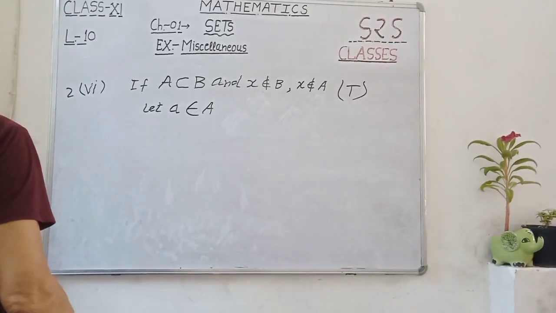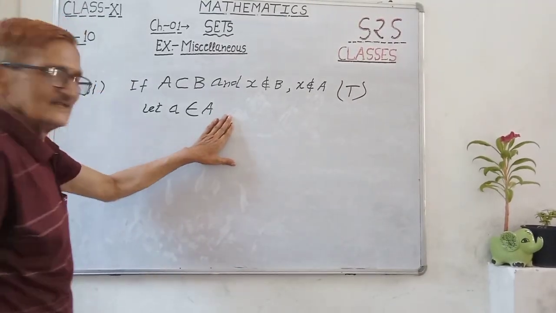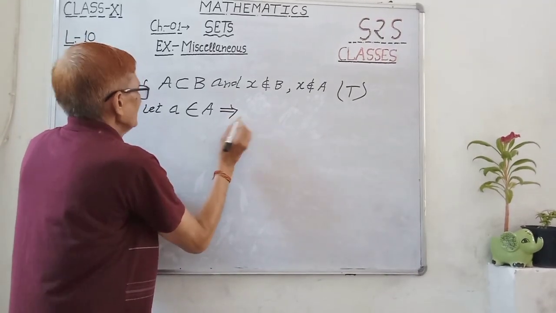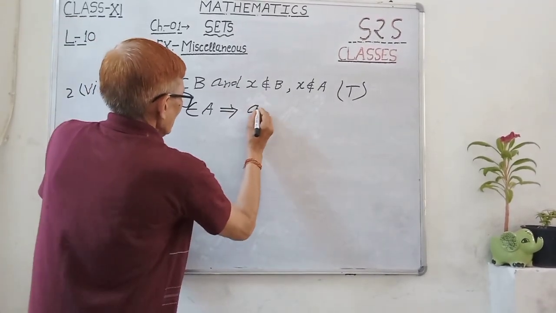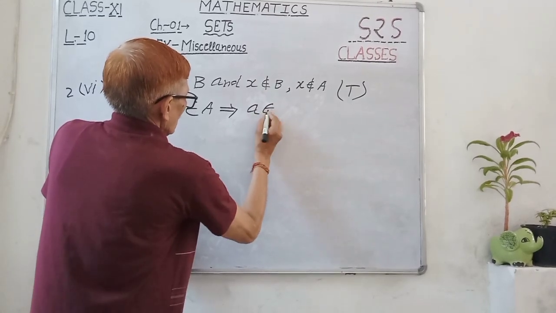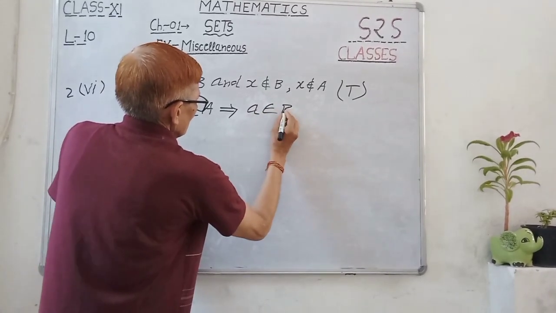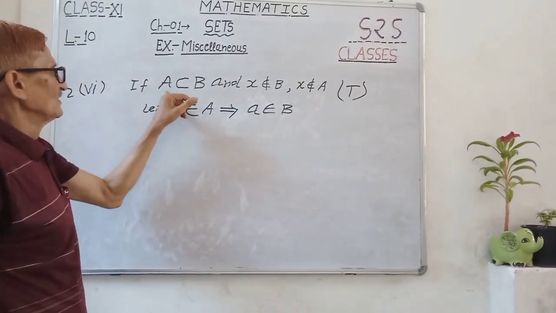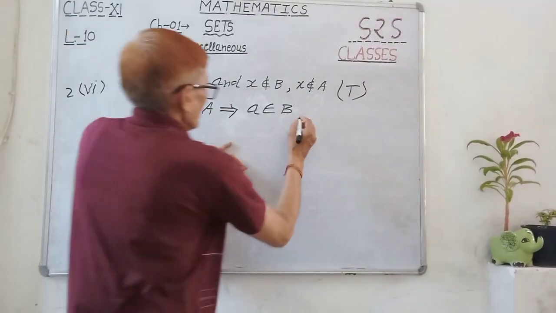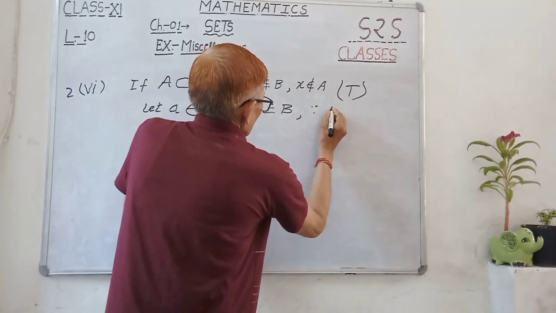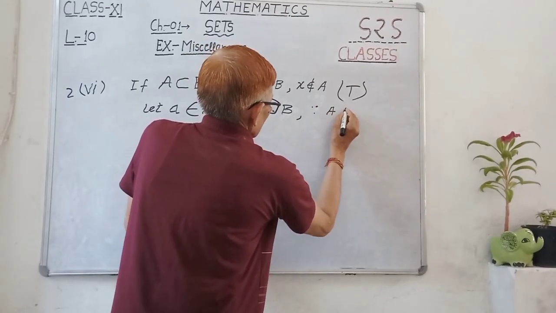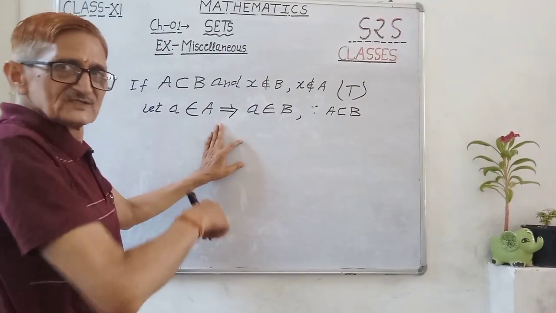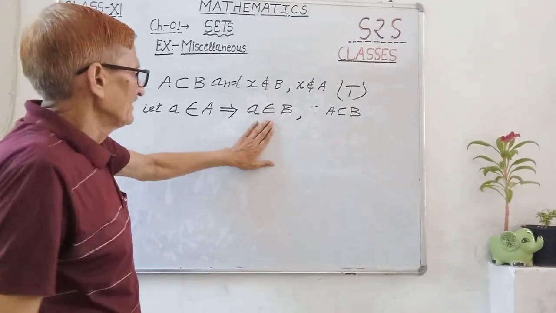Understand? Let A belong to set A. This implies A is a subset of B. It means A belongs to B, because every element of set A is in B. A is the subset because set A is the subset of B. Every element of the set which you take in A will definitely be in B.